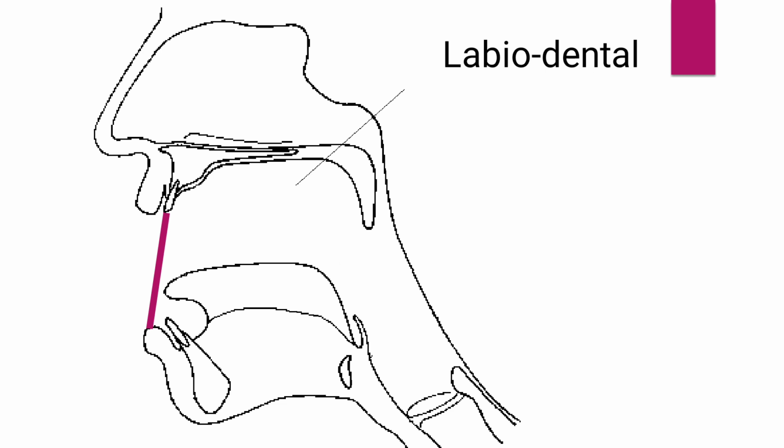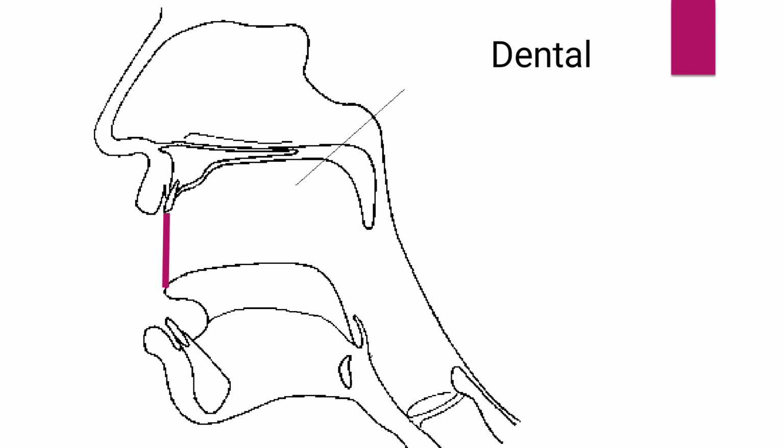Next place is labiodental. When the upper teeth and lower lip touch each other, that is called labiodental. When we pronounce the sound f, we can examine that our upper teeth and lower lip touch each other. You also try that: while pronouncing the sound f, our upper teeth and lower lip touch each other.